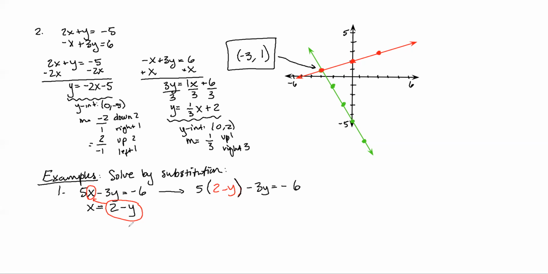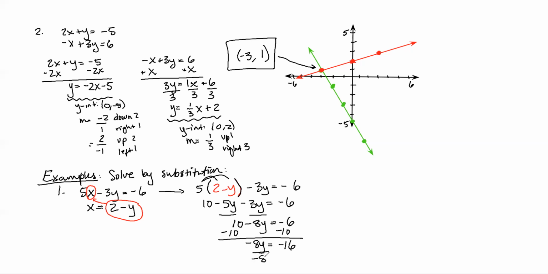Now we can go ahead and distribute and solve for y. So we're going to get 10 minus 5y minus 3y equals -6. Let's combine like terms. So we have 10 minus 8y equals -6. Subtract 10 from both sides. We get -8y equals -16. And divide both sides by -8. And we get y equals 2.